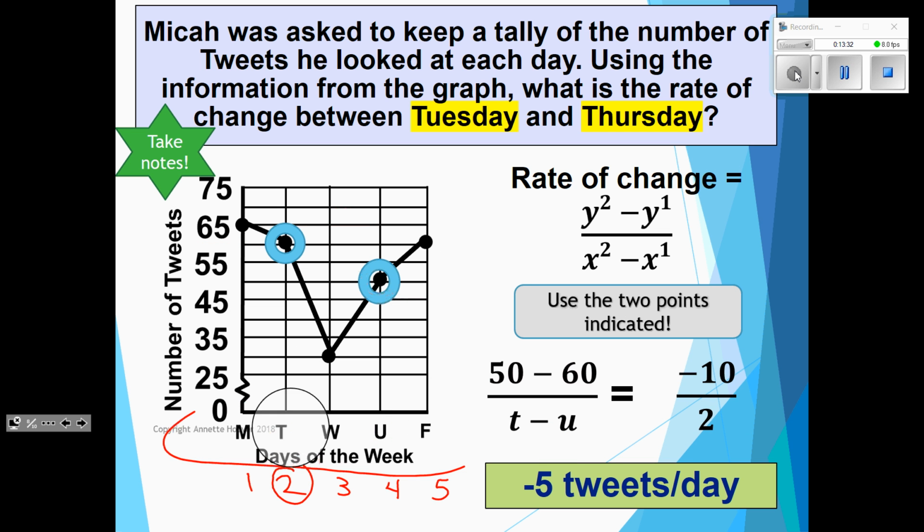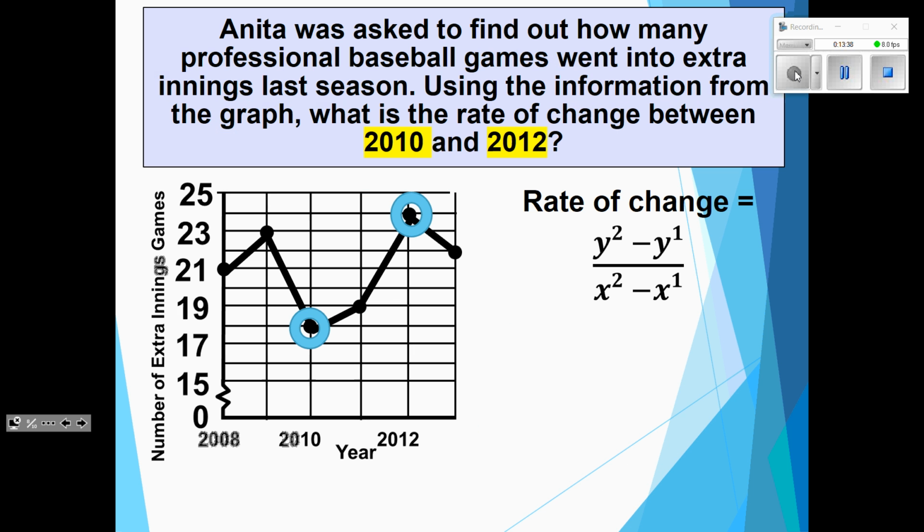So a lot of times they're going to tell you which 2 points to use, and it only takes 2 points to do rate of change. Here's another one like that. Anita was asked to find out how many professional baseball games went into extra innings last season. Using the information from the graph, what was the rate of change between 2010 and 2012? So let's look at our ordered pairs. Here's the x-axis, so this is our x, 2010. And the y was halfway between 17 and 19, so it's 18. For this ordered pair, we have 2012 for the x, and for the y, we have 24.